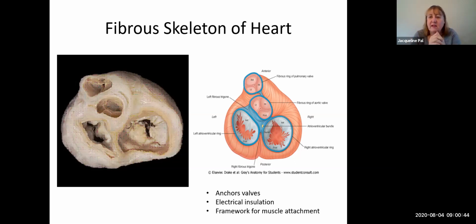The other thing it does is it electrically insulates the ventricles from the atria. So when the impulse is traveling along the atria and it hits this fibrous skeleton, there's no muscle there for it to continue through. The impulse has a momentary pause there. And the third thing it does is that it's to this fibrous skeleton that the muscles themselves are attached. They are not directly attached to the valve.